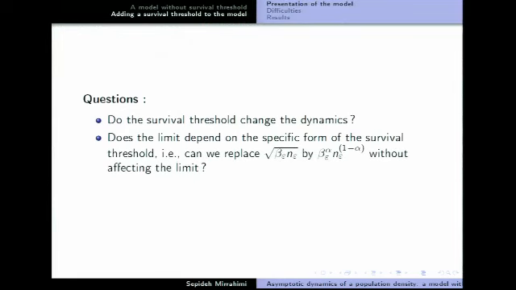And also a question to be answered is, does the limit depend on the specific form of the survival threshold? It means that, can we replace the square root term with another power, and would it change the limit? And the answer to this question is also that we can actually replace it with another form of survival threshold with another power, and it wouldn't affect the limit.